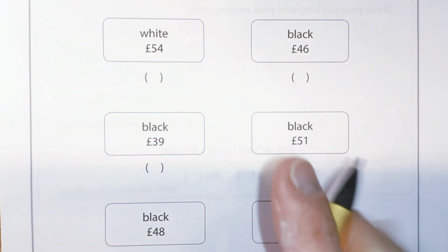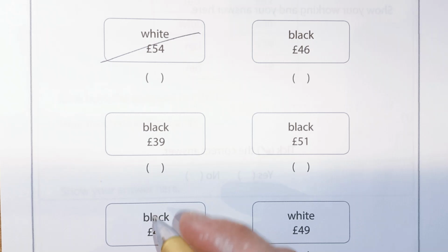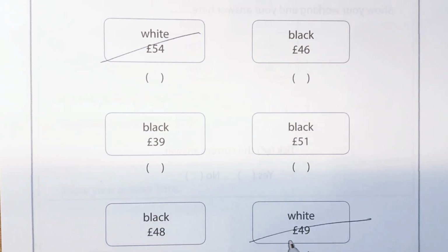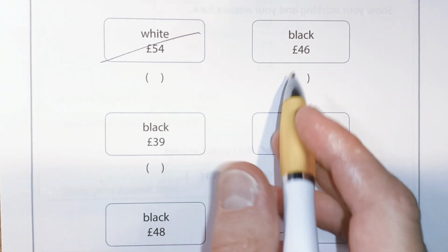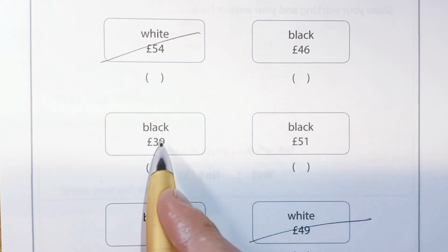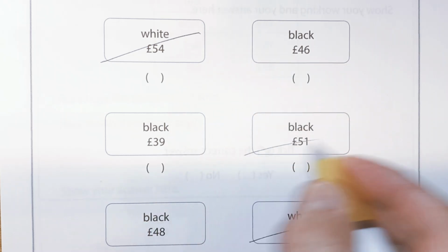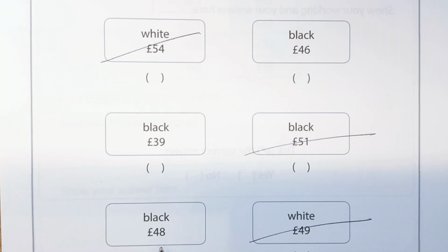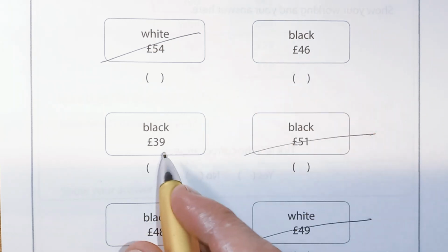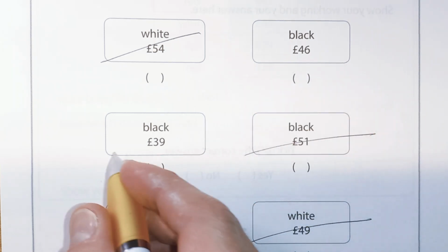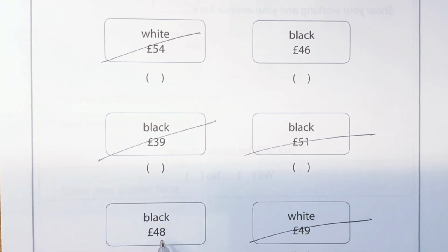So well, these are white, so we can rule those out. These are white as well. She's got £50, so that's under 50, that's under 50. That's over, so we can't have those. And that's under as well, so that's fine. The most expensive, so we want the biggest number out of the black shoes that we've got left. So we've got 46, 39, well, 39 is less than 46, so we don't want those. 48 is more than 46, so we're going to go with those.